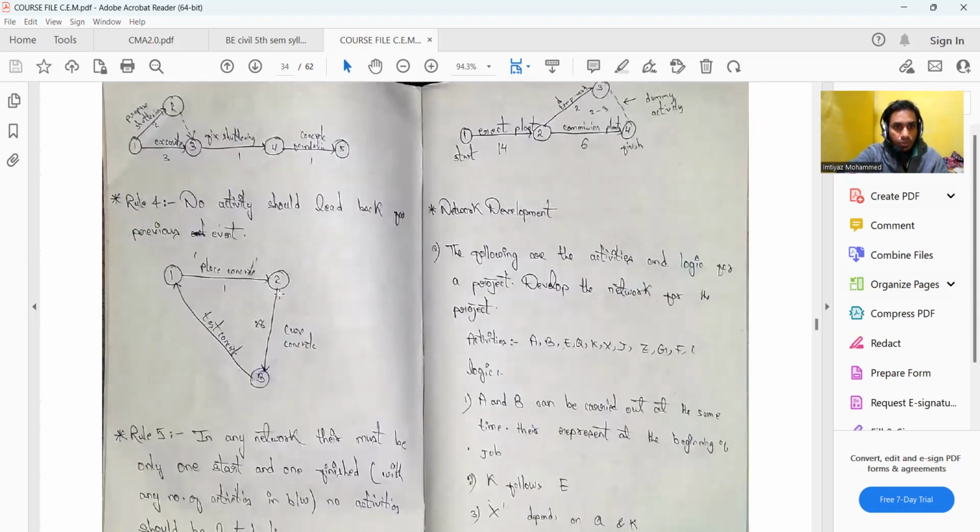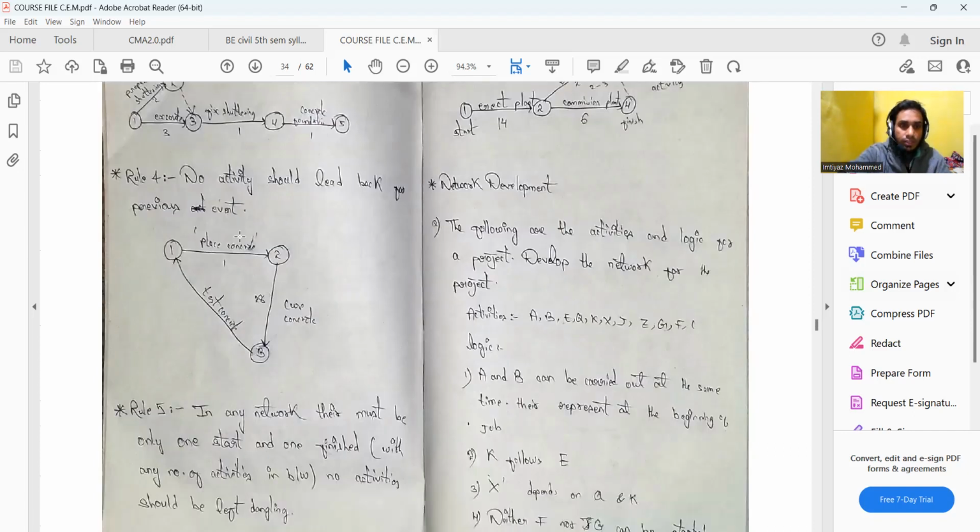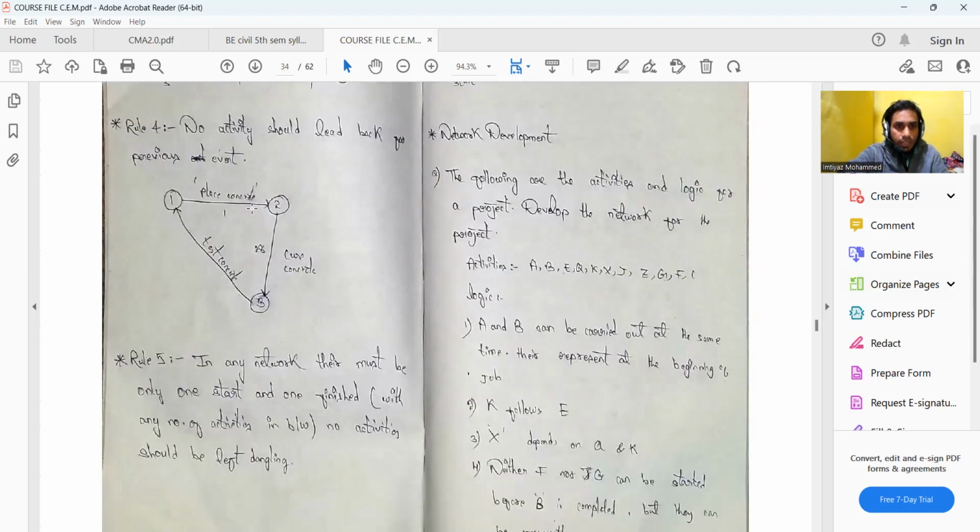Then you have rule 4, which states that no activity should lead back to the previous event, so you are having a kind of loop. You can see in this diagram that place concrete has been done, followed by cure concrete, and after cure concrete, test concrete.